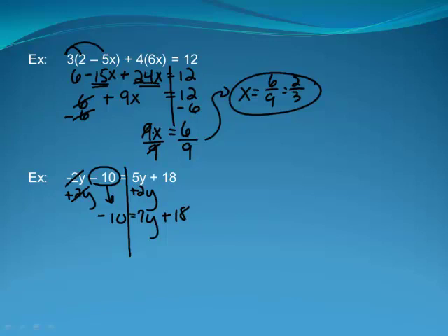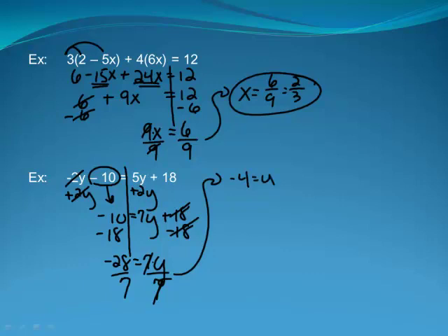Right now, I have chosen to put my constants on the left-hand side, so I'm going to subtract 18 to remove it from the right-hand side. Negative 10 and negative 18 is negative 28, is equal to 7y. Now we have a multiplication step. We need to get rid of that 7, so the opposite of multiplication is division. And that gives us up here, negative 28 divided by 7 is negative 4, is equal to y. Always a good idea to check that in your original problem.